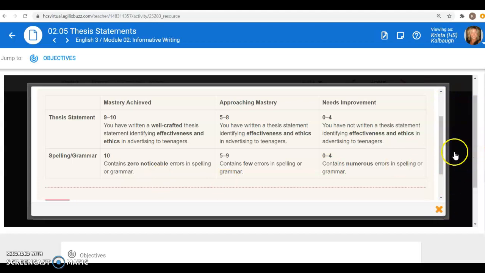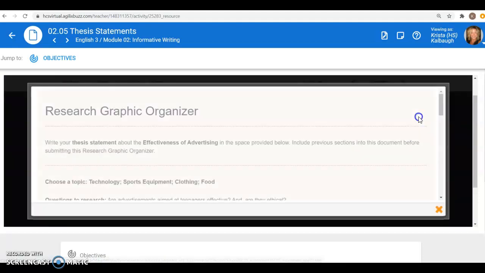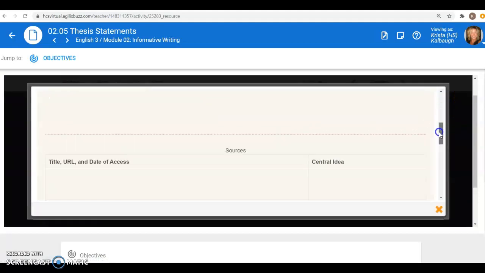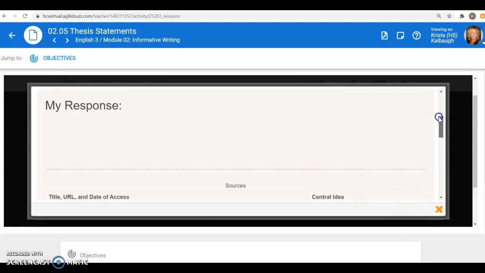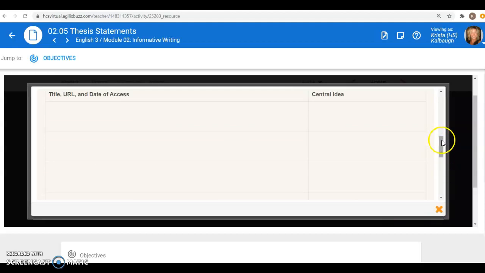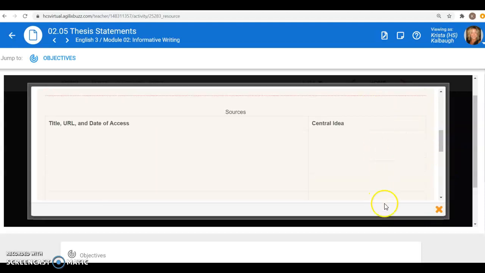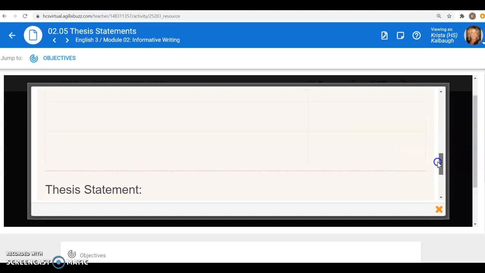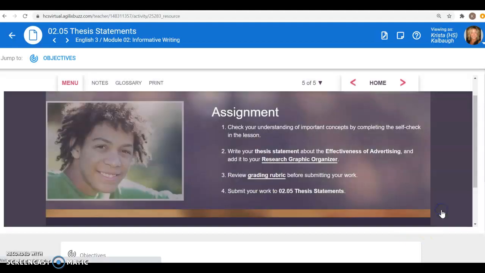Again, you are just adding on to the graphic organizer that you already have. Looking at the central idea of those articles that you linked from 2.04, what is your thesis if you were going to use those articles as support? What is your claim? Make sure that you submit that in 2.05, thesis statement.